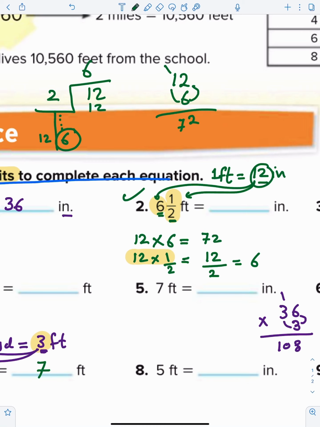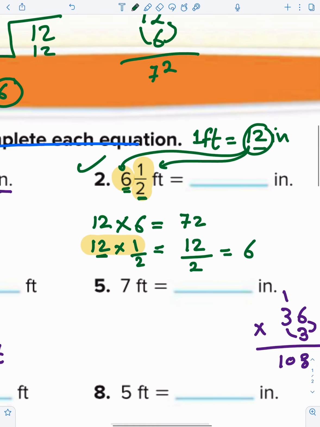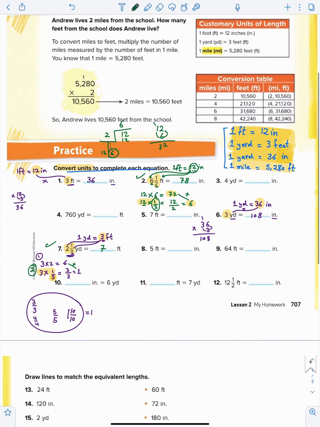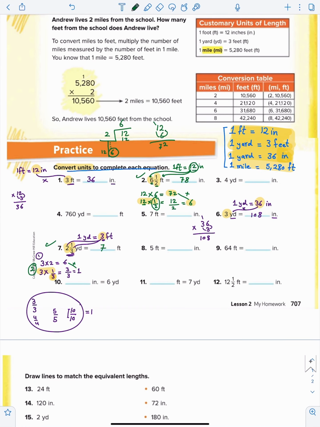Or you could just say basically, I have now 12. I want half of it. Half of the 12 is 6. So you can do it any way. So now you just need to add 72 plus 6 is equal to 78. You just need to add them. Okay? Let's take one more question and the rest of them will be on you.